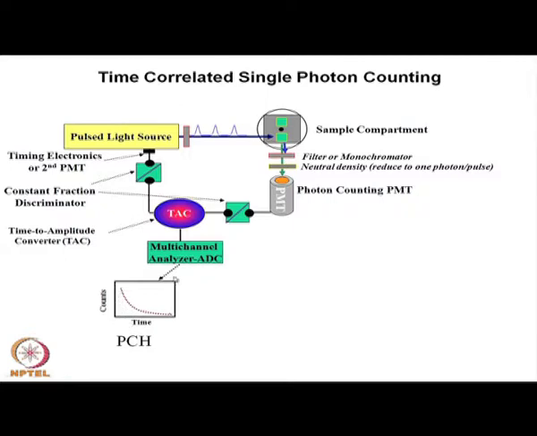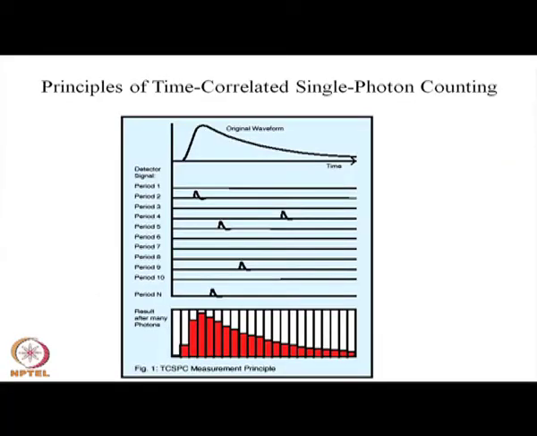So, basically the TAC gives this information to the multi-channel analyzer, and it puts the appropriate point in this plot with the appropriate time information on the x axis. Okay. So, this is the histogram.